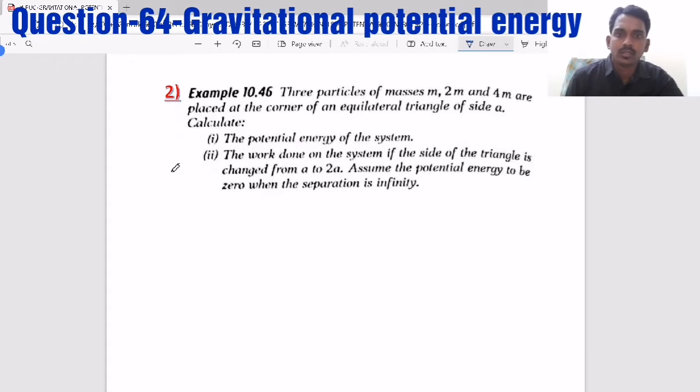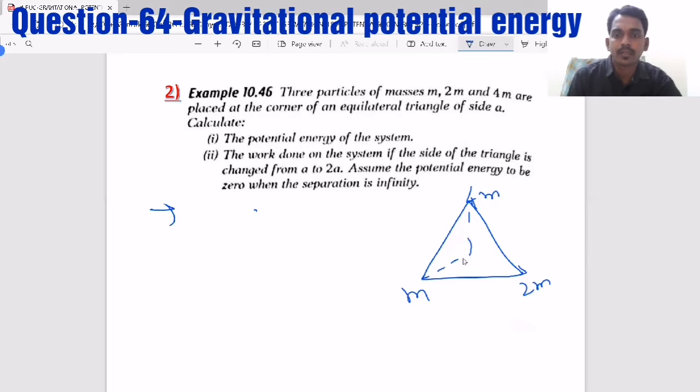Now, next question. Three particles of masses are placed at the corners of an equilateral triangle. Three masses, one is m, another is 2m and another is 4m, are placed at the corners of an equilateral triangle. The side length is A. Find the potential energy of the system. As three particles are there, three combinations will come, like 1, 2, 2, 3, 3, 1. Let's take like 1, 2, 3.